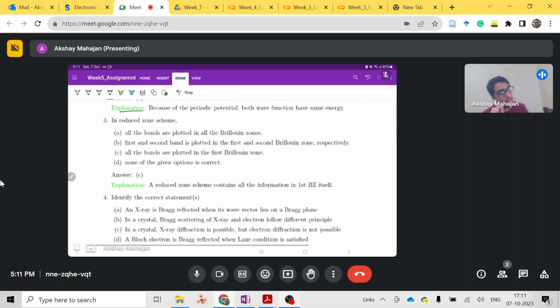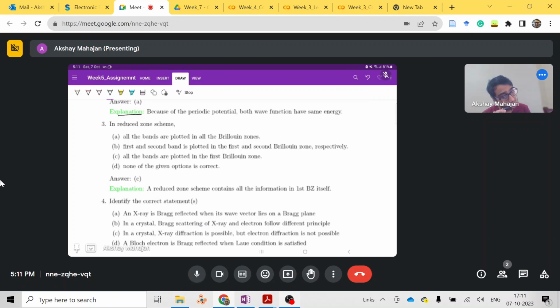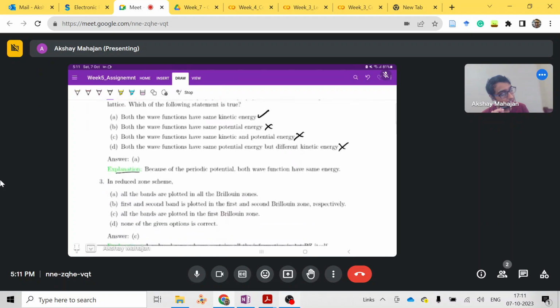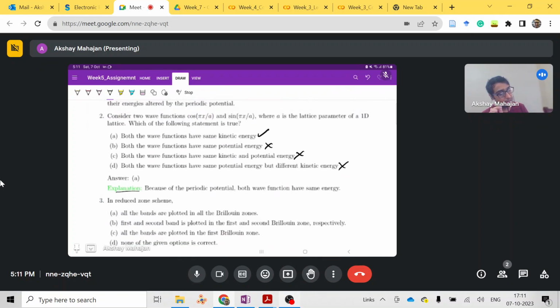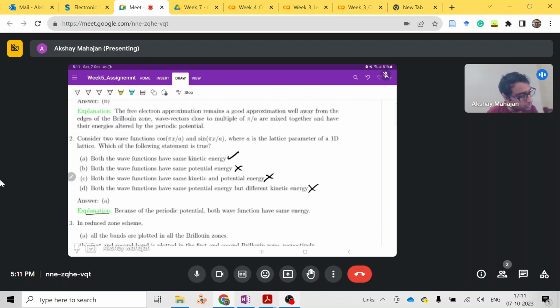Now the third problem is on the reduced zone scheme. You can take the expectation value of the kinetic energy to check it, for the cos function as well as the sin function. Let me just do this calculation quickly, to check that they have the same kinetic energy, as has been done in the class as well.